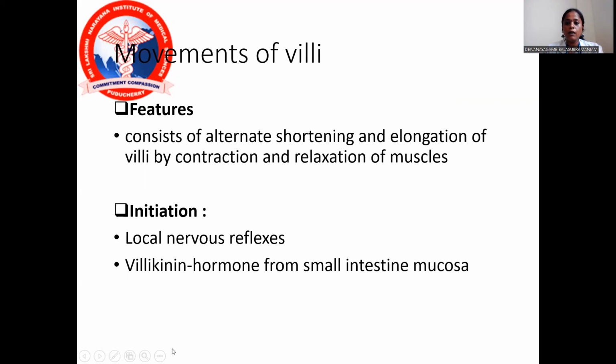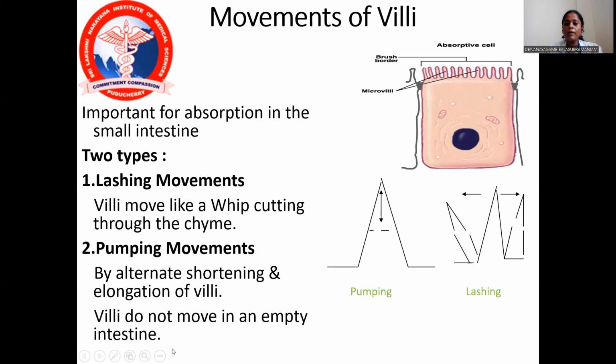And the next one is about the movements of the villi. The features of the movements of villi are that they consist of alternate shortening and elongation of the villi by contraction and relaxation of the muscle. And it is initiated by local nervous reflexes. The next one is a hormone, villikinin, from the small intestinal mucosa. So villikinin is a hormone which is responsible for the movement of the villi as well as the local nervous reflexes. So what are the movements of villi?